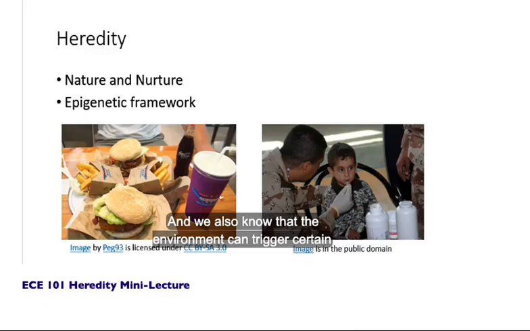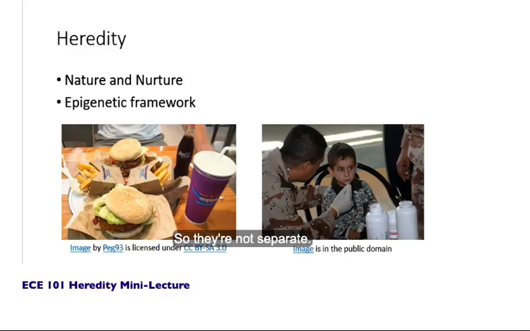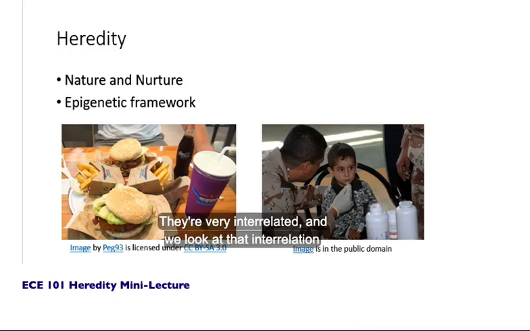And we also know that the environment can trigger certain hereditary conditions. So for instance, seizures can be triggered by a fever. The fever doesn't cause the seizures. It's not the reason behind the seizures. Epilepsy is the reason behind that. But that environmental trigger then allows that expression of the disease. So they're not separate. They're very interrelated.